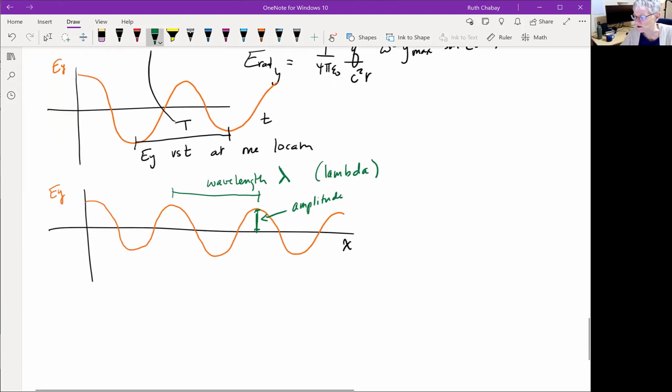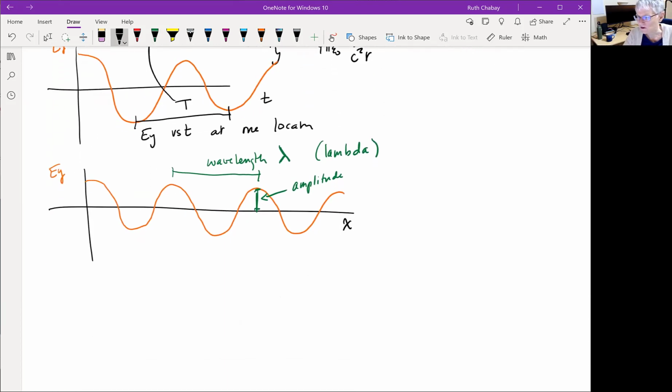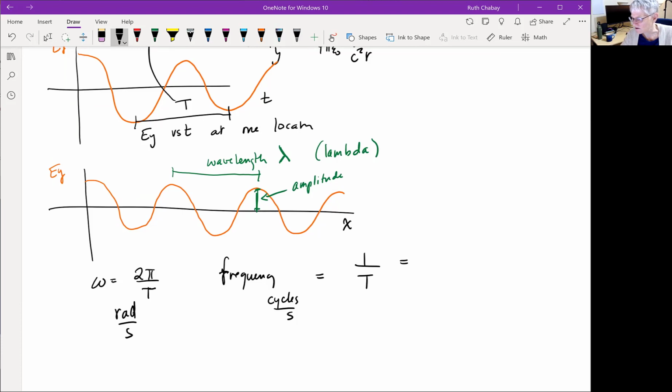There are some relationships here. We know, of course, that the angular frequency is 2 pi over the period, in radians per second. There's also a thing called the frequency, which is just cycles per second. It's 1 over T, which is obviously omega over 2 pi.